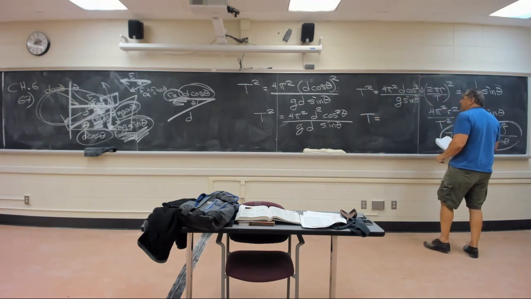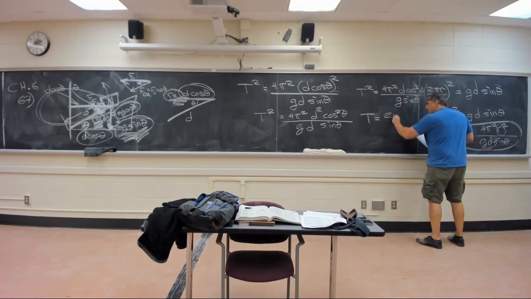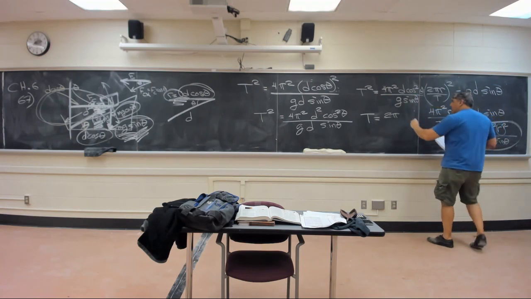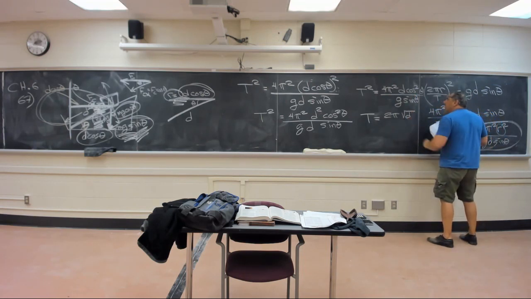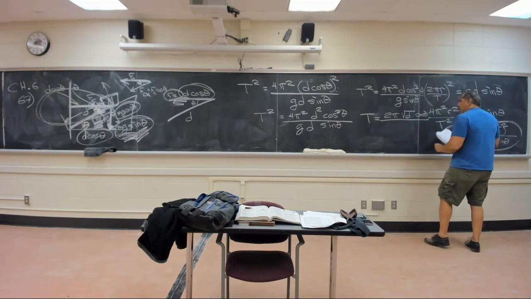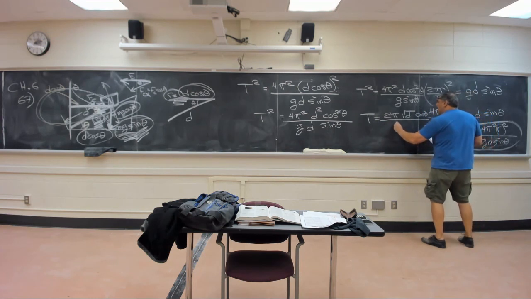Square root both sides, my friends. Square root of 4 is 2. Square root of pi squared is pi. Square root of d is square root of d times the cosine of theta over the square root of g.